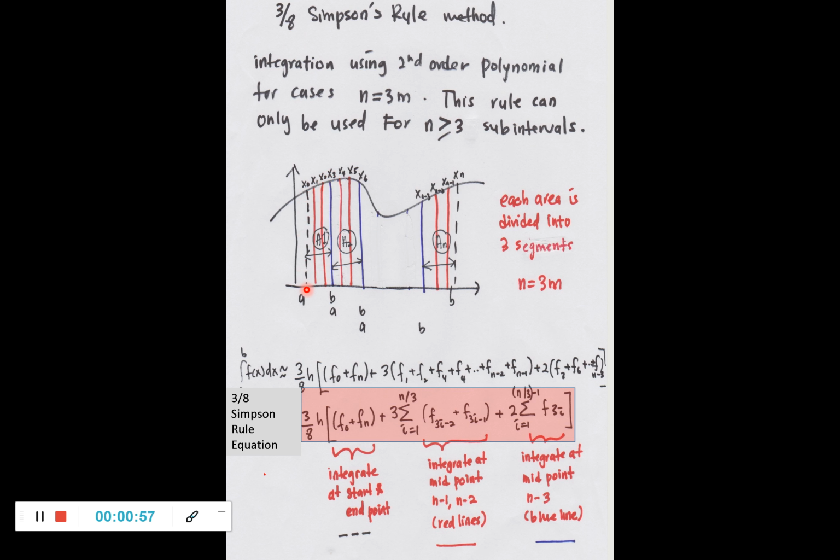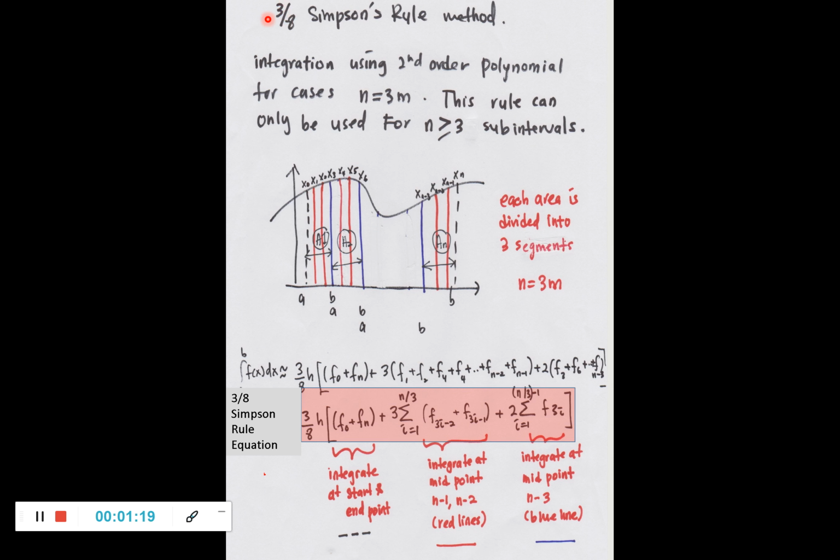Okay, maknanya antara titik A dan titik B, ataupun dalam satu mini segmen ni, saya akan bahagi kepada tiga bahagian yang equal value ataupun equal distance. Okay, so that is why we use 3 over here.